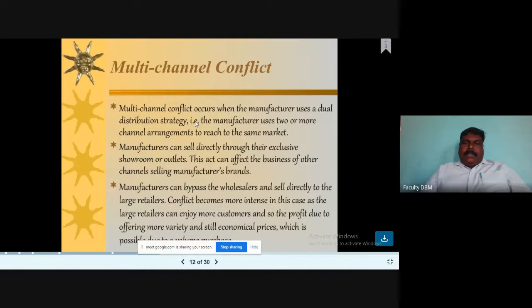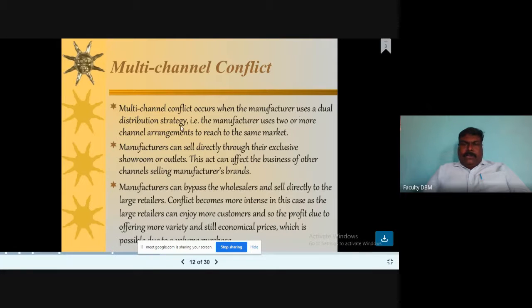Multi-channel conflict occurs when the manufacturer uses a dual distribution channel, using two or more channel agents to reach the market. In the name itself, the conflict arises. If the person is using retailers, dealers, again having their own outlet, and also using some agents to do the sales, then what happens? There is a fight between the wholesalers, retailers, everyone; it will be a bone of contention. Bone of contention means there will be a fight.